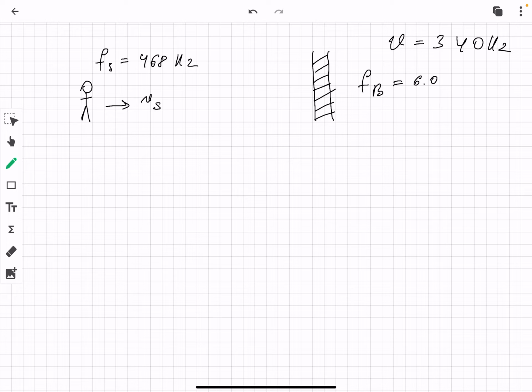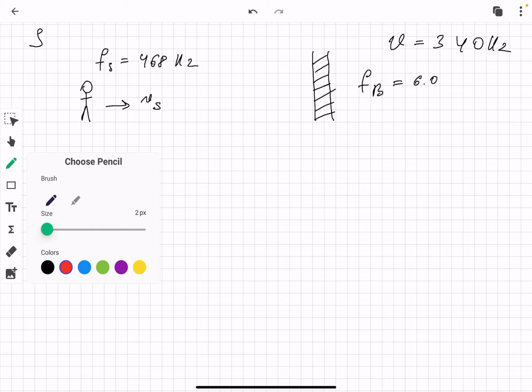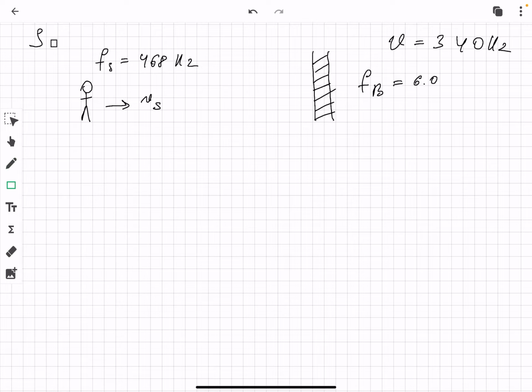Okay, so here we have two scenarios. Let me write it down. Scenario one. In scenario one, the sound is propagating in this way, and what happens is that in the first scenario, the wall becomes the observer of the frequency.